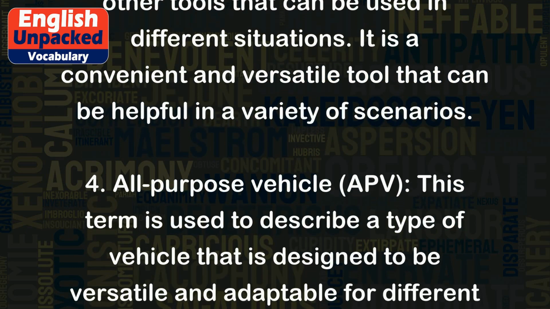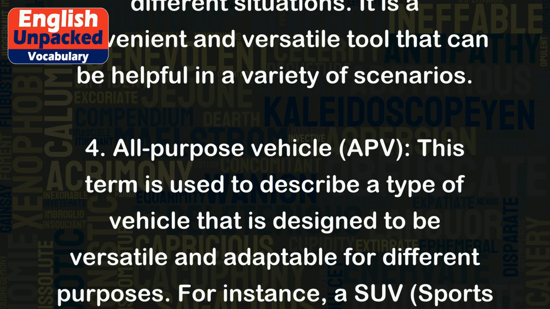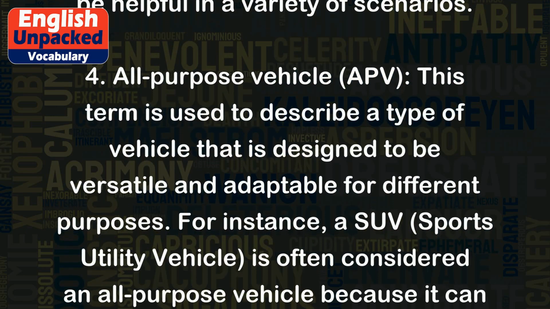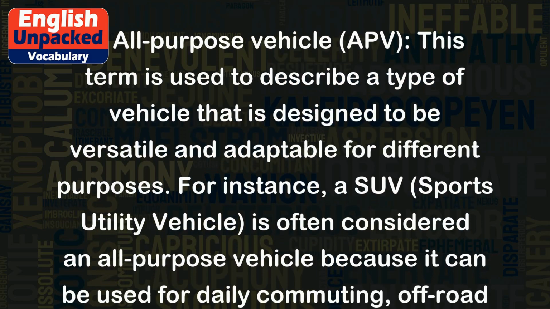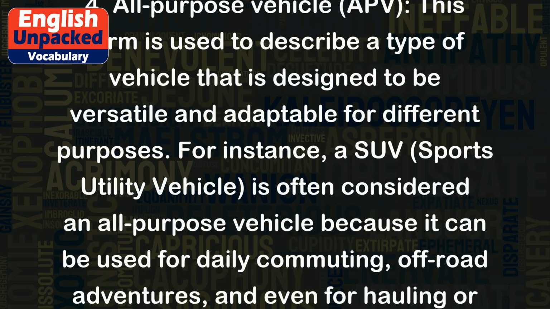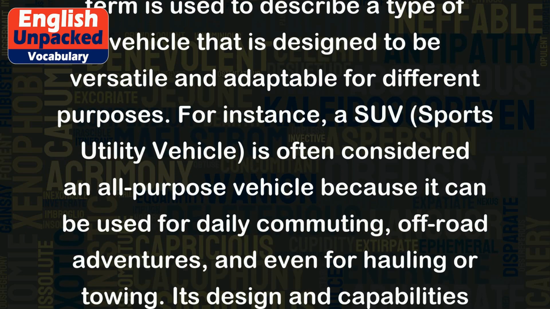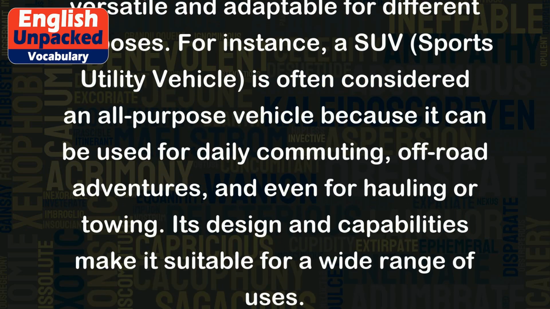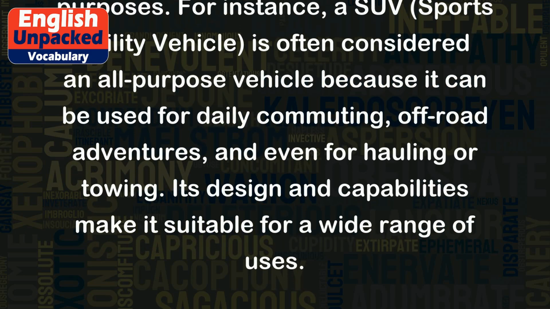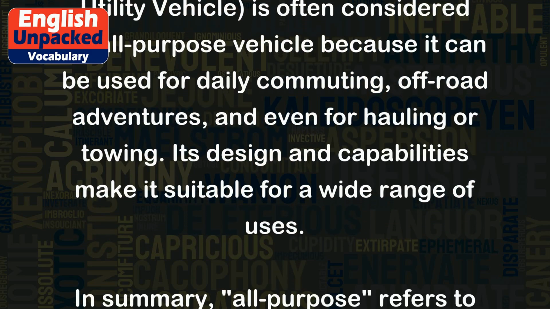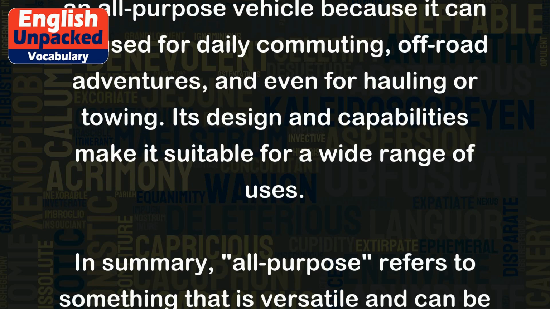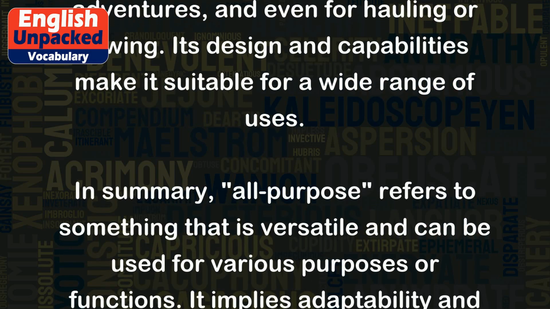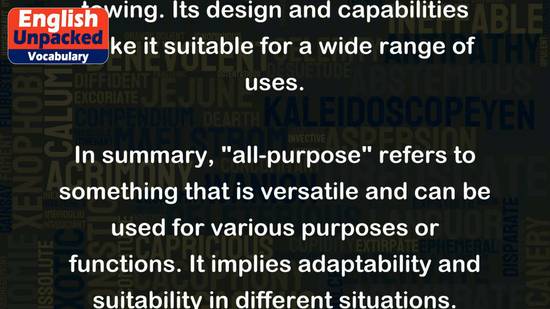4. All-purpose vehicle, APV. This term is used to describe a type of vehicle that is designed to be versatile and adaptable for different purposes. For instance, a SUV, sports utility vehicle, is often considered an all-purpose vehicle because it can be used for daily commuting, off-road adventures, and even for hauling or towing. Its design and capabilities make it suitable for a wide range of uses.